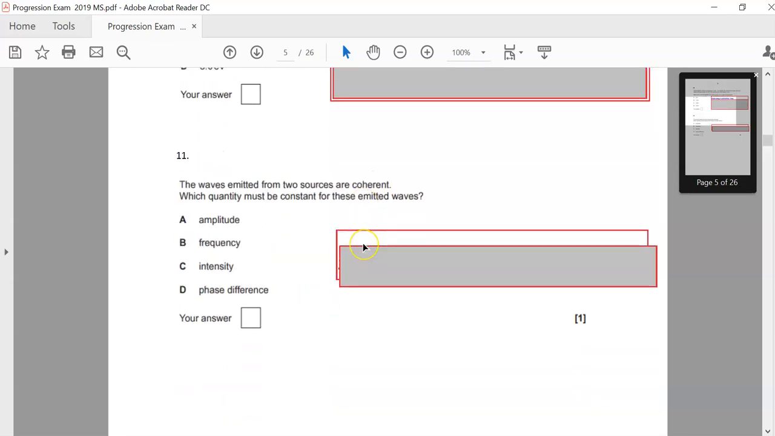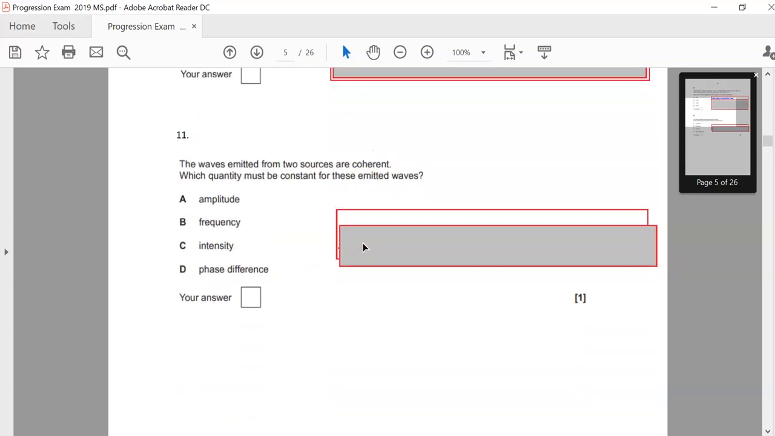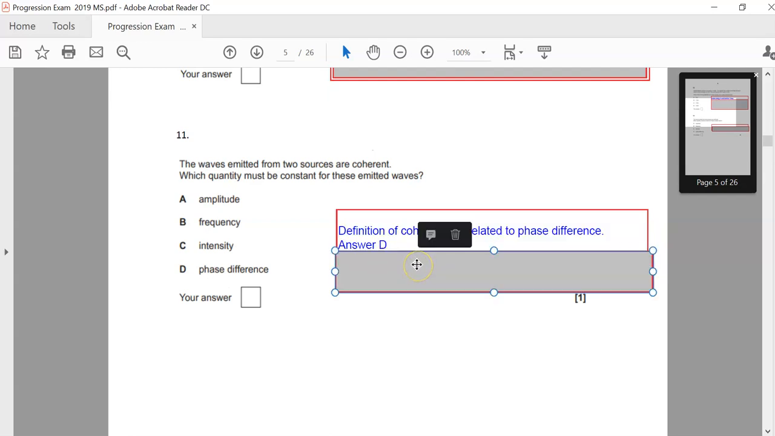Okay, on to question 11. In order to answer this question, you really need to know the definition of coherence. Coherence is to do with phase difference. So answer D on this one.